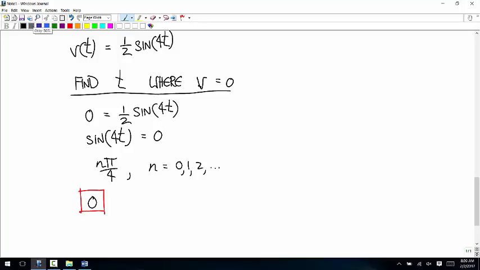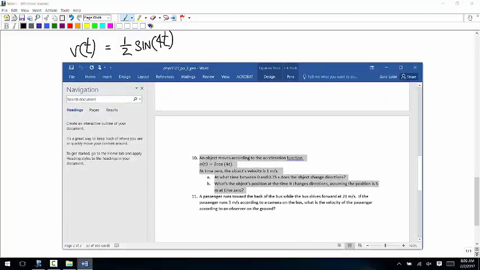Okay, so 0 is the answer. And now we want to find the position when time is equal to 0. Any questions about that part?